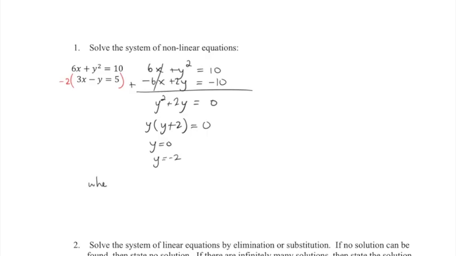So when y is equal to 0, I'm going to use this bottom equation here because it's linear to solve for x. So when y equals 0, we have 3x minus 0. Instead of subtract y, I'm going to subtract 0 because y equals 0. And that's equal to 5. So x equals 5/3.